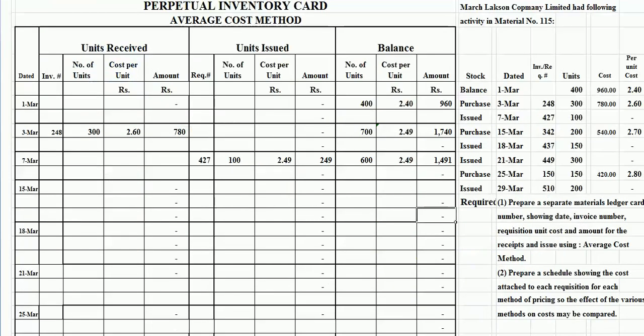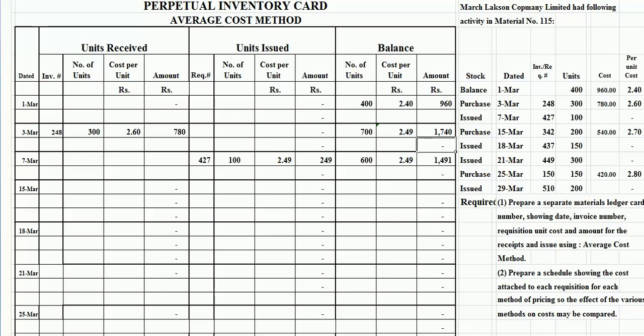Students, in our storeroom, the inventory cost is 1,491 rupees. The number of units is 600, and the weighted average is 2.49 here. Now, on 15th March, we purchase again 200 units at the rate of 2.70.